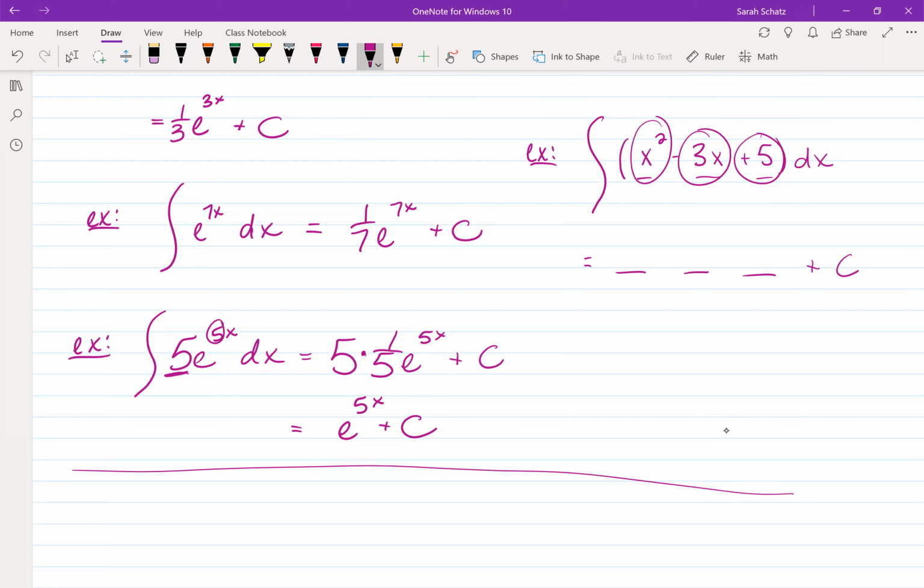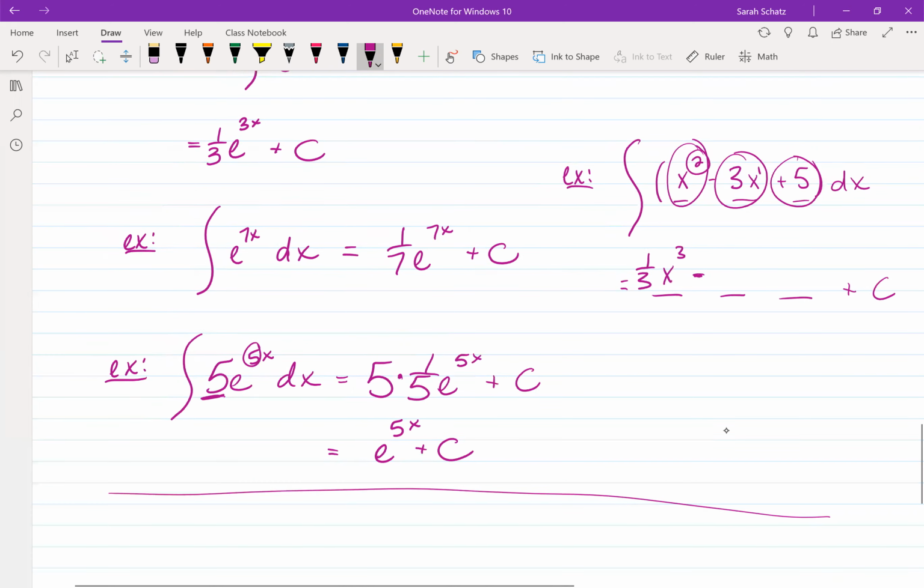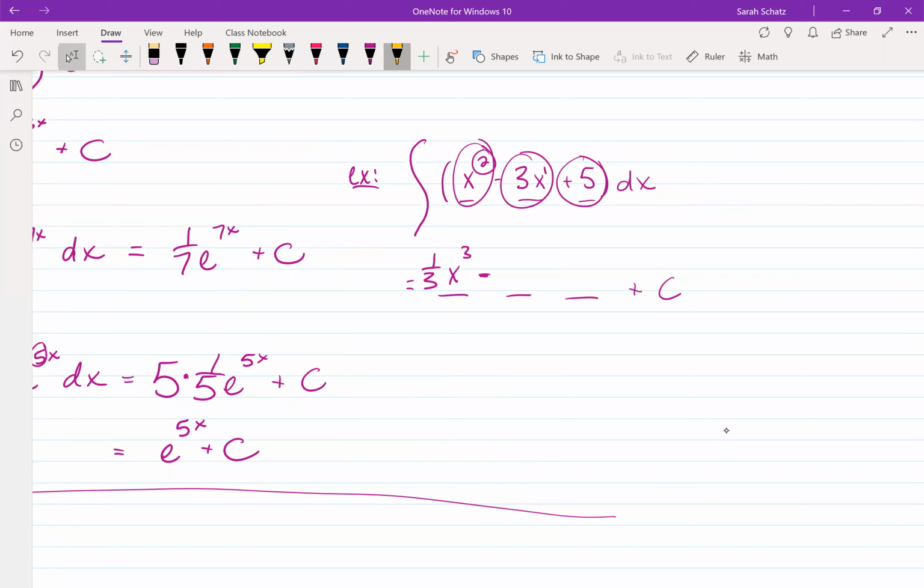So for example, what would this one be? Your n would be 2, so your n plus 1 would be 3. You'd have 1/3 x cubed minus, what about this 3x to the first? Well, if your power is 1, then your n plus 1 is 2. So your coefficient 3 would come down. Then you'd have 1 over 2 x squared. And then what about the plus 5? What did we just say about a constant? It's just going to get an x. So it'd be plus 5x. So I did the power rule on each of these separately, just like you would if you were taking the derivative.